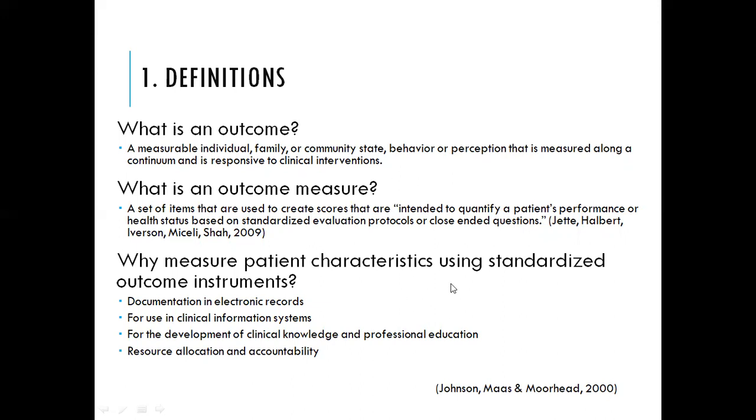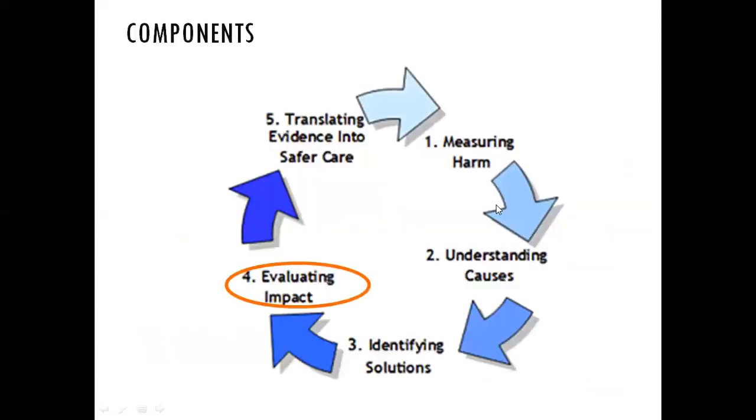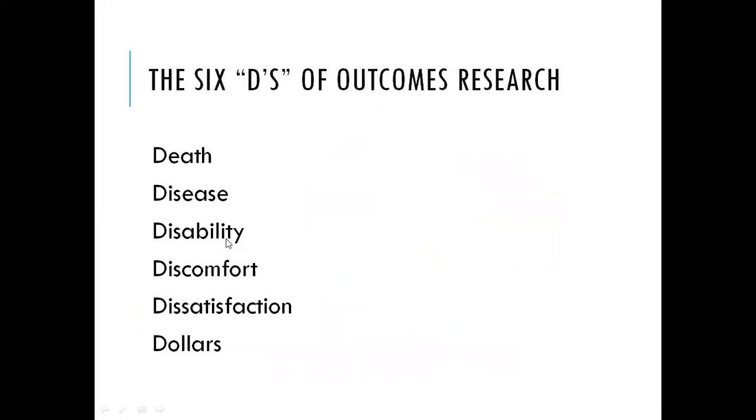Now, why measure patients' characteristics using a standardized outcome instrument? We want it to be documented. We want it to be used for clinical information, for the development of clinical knowledge and professional education, as well as for resource allocation and accountability. We were talking about the various components, and it was a continuum process. First we measure the harm, we understand the causes, we try to identify the solutions, we evaluate the impact, and then we translate this into safer care. Again, we measure the harm. So this continuous cycle keeps on going ahead for outcome measures.